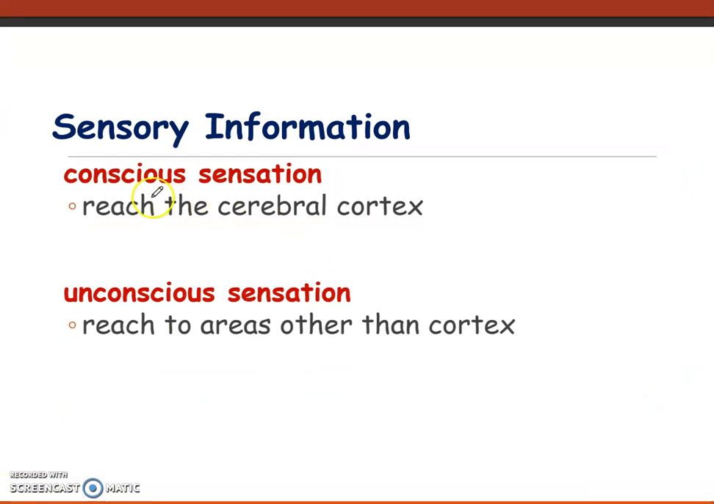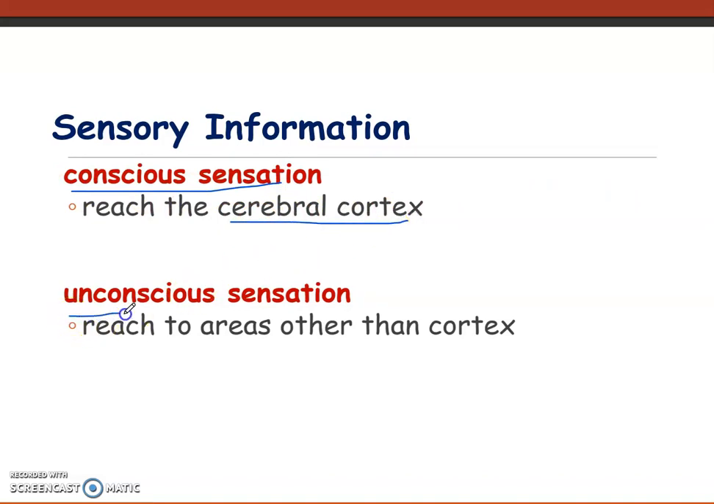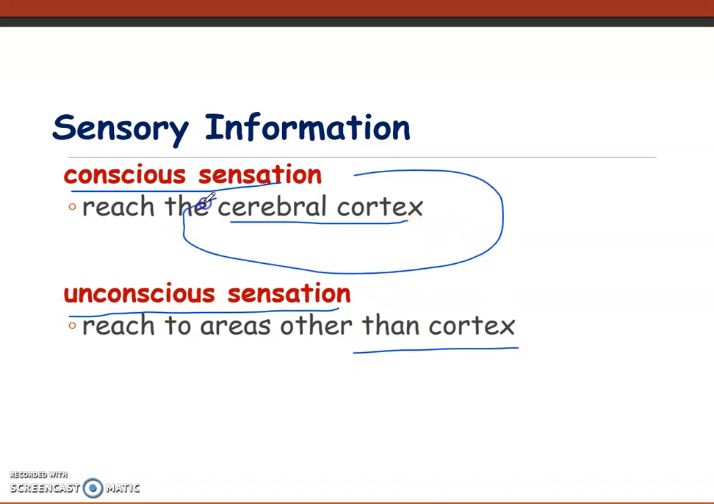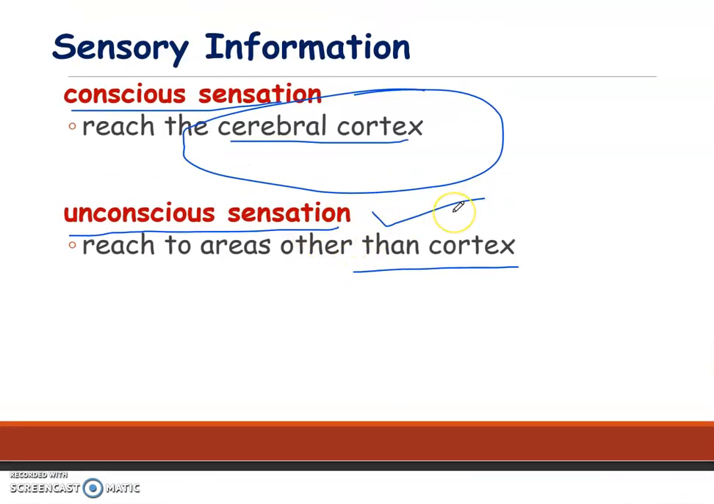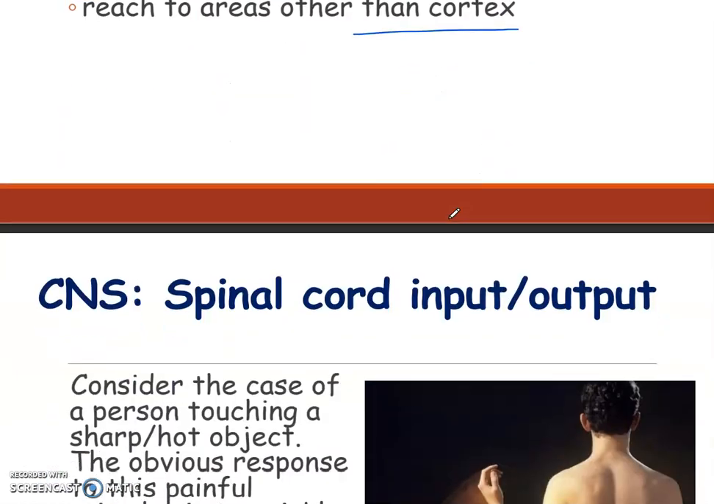So there is a conscious sensation which reaches the cerebral cortex, and unconscious sensation reaches areas other than the cortex, because the cortex is the storehouse of our memories, and it will store conscious memories only. Unconscious sensations may go to the hindbrain, for example breathing rate, etc.